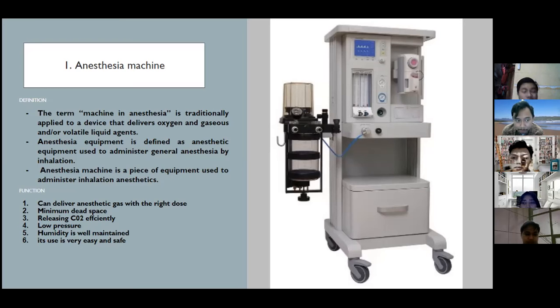The anesthesia machine has these functions: number one, it can deliver anesthesia gas with the right dose. Two, minimum dead space. Three, rebreathing. Four, carbon dioxide efficiency for low pressure. Five, humidity is well maintained. Six, it is very easy and safe to use.